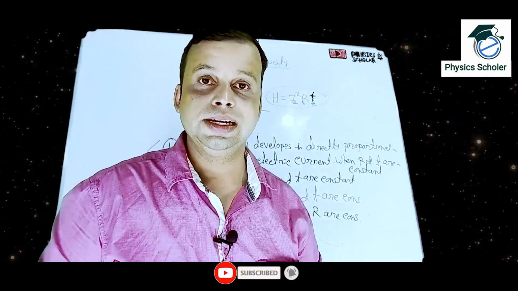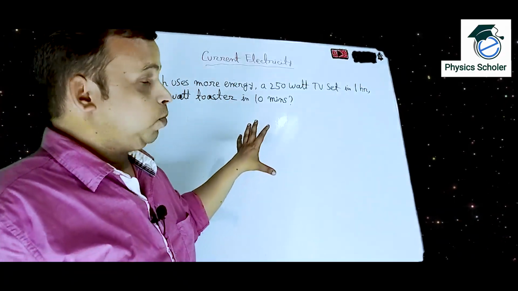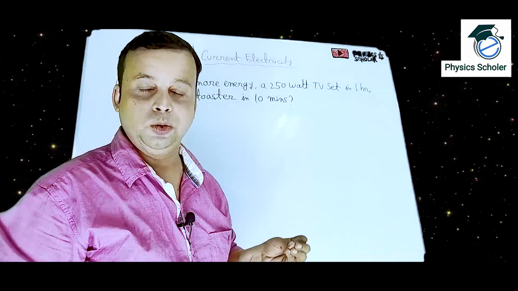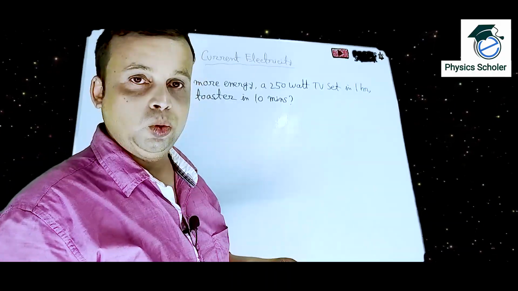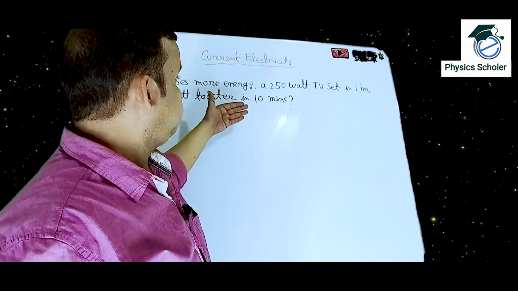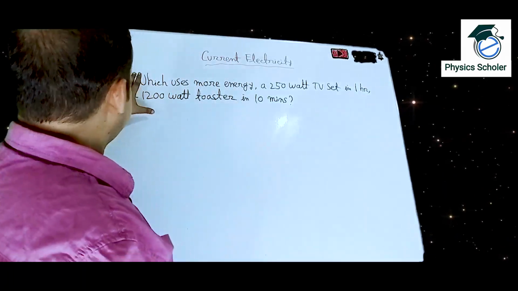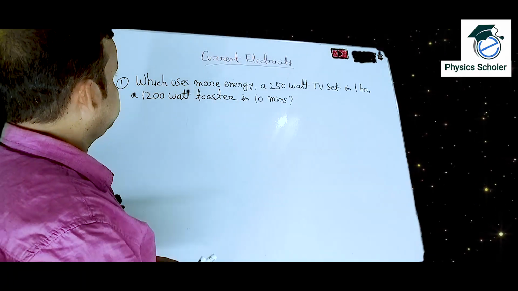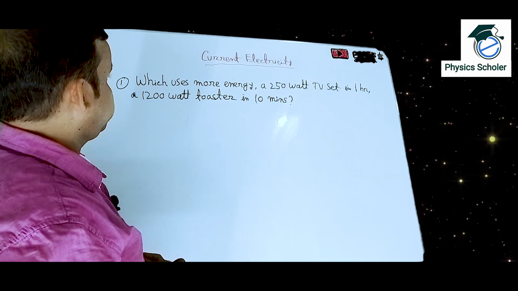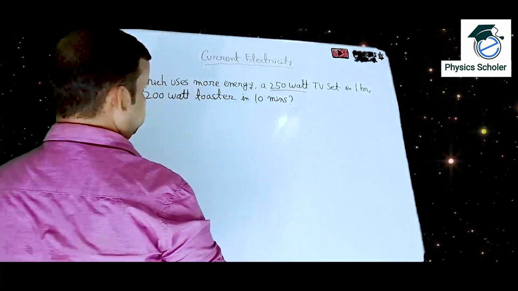Now we will start some numeric problems. So students, whatever formula I have shown up to this, we will do some very simple numeric sums which are very important for the exams in your school or board. And the concept needs to be clear. We will solve 4 or 5 sums by using different types of formulas. So this is a very simple sum: which uses more energy, a 250 watt TV set in 1 hour or a 1200 watt toaster in 10 minutes? That means the power is given here, 250 watt TV set.